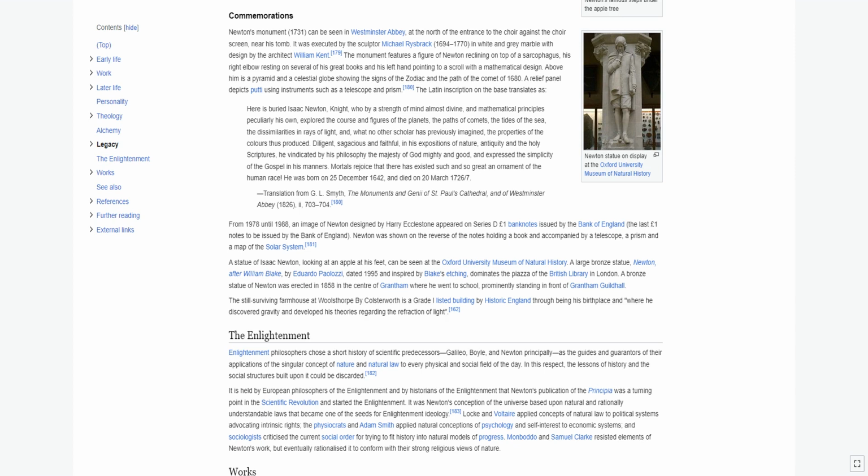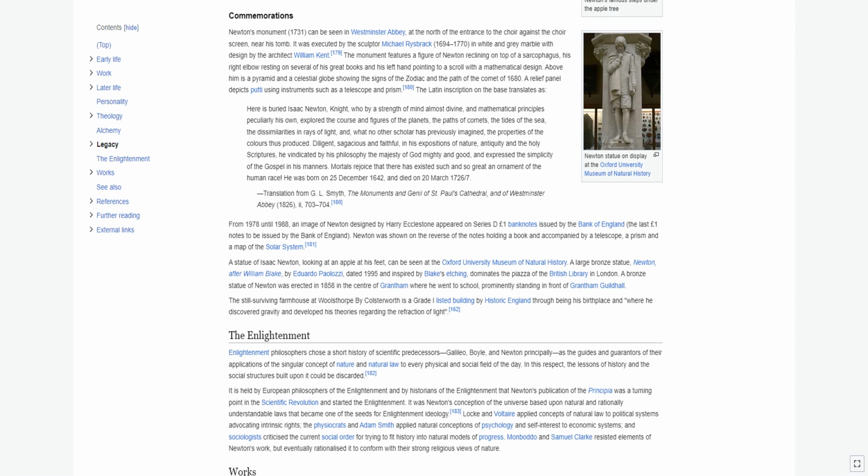Diligent, sagacious, and faithful, in his expositions of nature, antiquity, and the Holy Scriptures, he vindicated by his philosophy the majesty of God mighty and good, and expressed the simplicity of the gospel in his manners. Mortals rejoice that there has existed such, and so great an ornament of the human race. He was born on December 25, 1642, and died on March 20, 1726/7."